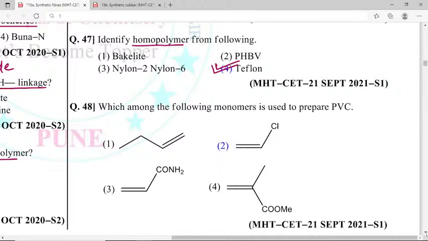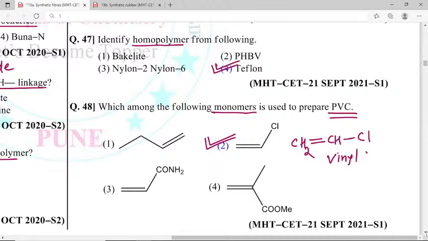Which of the following monomers is used for preparation of PVC? PVC stands for polyvinyl chloride. Example: CH2 double bond CH Cl. So it is called polyvinyl chloride, and the monomer is vinyl chloride. PVC stands for polyvinyl chloride.